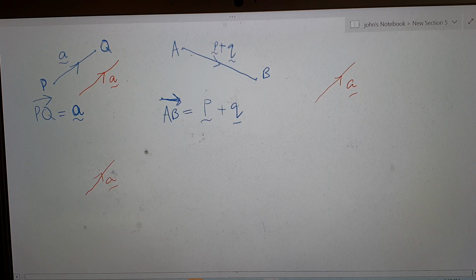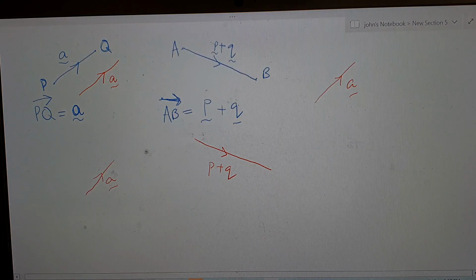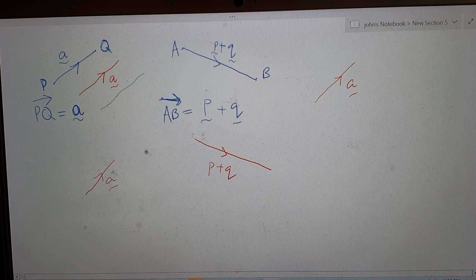This P plus Q, if I have another line here parallel to this with the same length, then this will also be P plus Q. And now if I have a line again parallel to this original, but in the opposite direction, then this will not be A anymore, but it will be minus A. This minus tells us that it's in the opposite direction, exactly the same length but in the opposite direction. So all these are minus A.